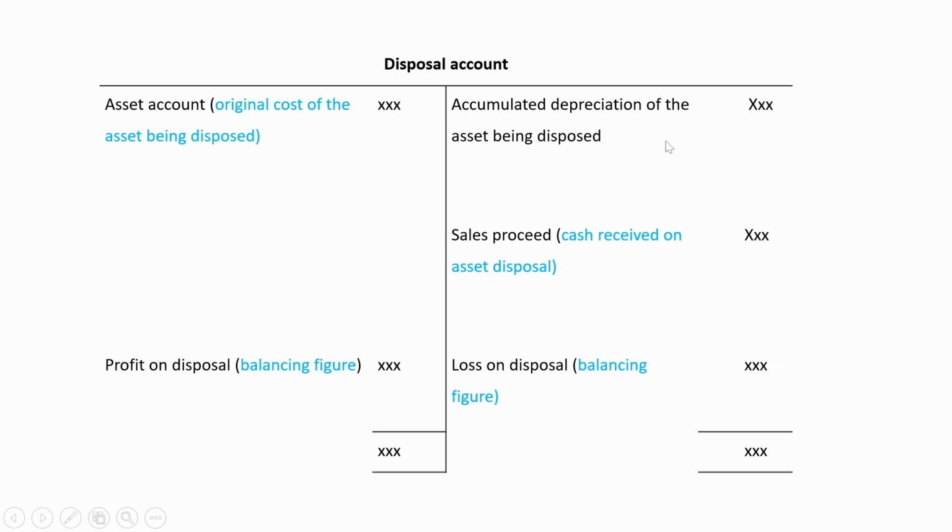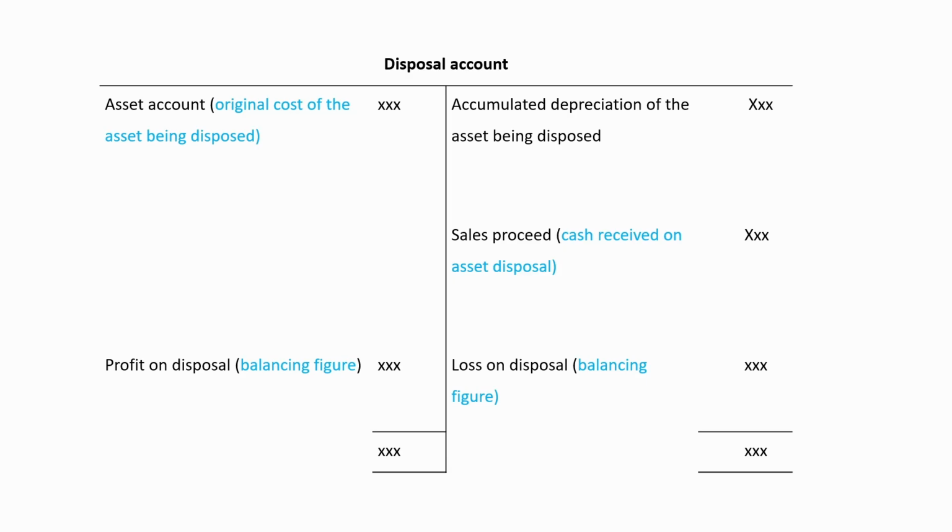So what about cash received? We have said with cash received, debit cash or bank account, credit disposal account. So that is what we are doing here. We are crediting disposal account with the sales proceeds. What we receive? Cash received on asset disposal. Those three are the ones you are supposed to record. The rest of it is the balancing figure, which can be on either side.